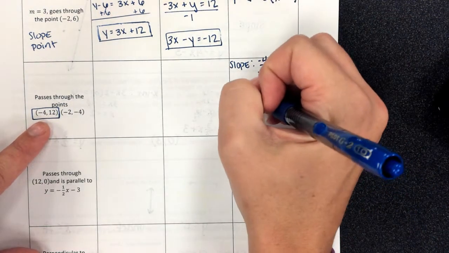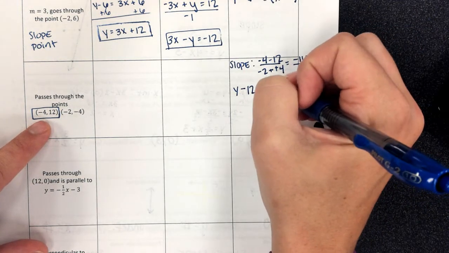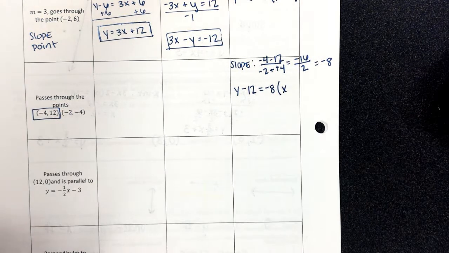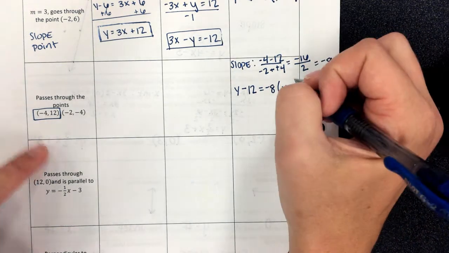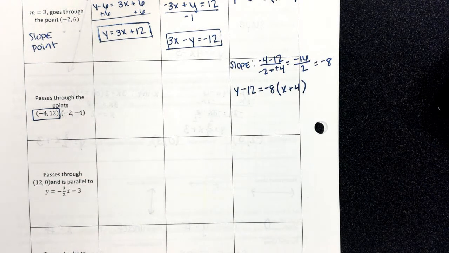Y minus 12 equals my slope, which was negative 8, parentheses, x, but it's not minus 4. Why is it not minus 4? It's opposite. It's plus 4. The opposite of what I have, so plus 4. So there is my equation in point slope form.